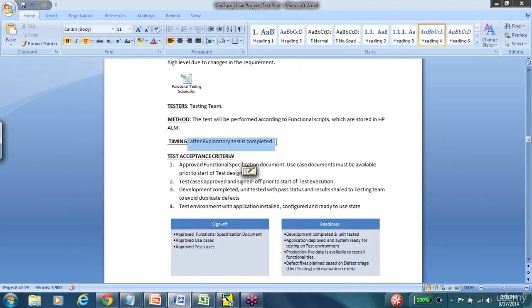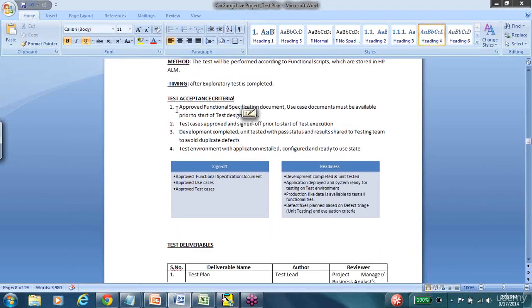So when does this happen? It happens after the exploratory testing is completed. And the test acceptance criteria. So acceptance criteria in the sense, when do we say that we will start testing? So the acceptance criteria or entry criteria in this case should be that the FRD should be approved, use case documents must be available. This should happen before the test design phase starts, because unless you have an FRD document or any of the reference documents finalized, we cannot really start writing our test documentation, like test scenarios or test cases based on them. And then the test cases are approved and signed off prior to test execution.